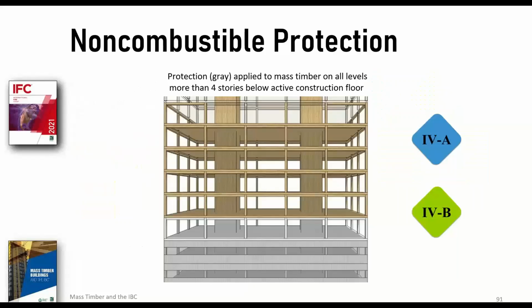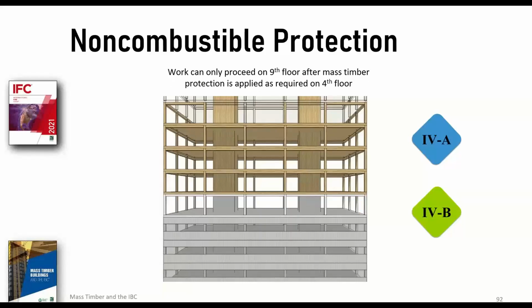Here's just an illustration showing the required passive protection during construction. You can see how protection, represented as a gray color, is applied to the mass timber on all the levels more than 4 stories below the floor of active construction. In other words, in this hypothetical building under construction, work would not be able to proceed on the 9th floor until the passive protection is applied as required to the mass timber on the 4th floor, as shown here in this figure. Only then can construction proceed to the 9th floor.